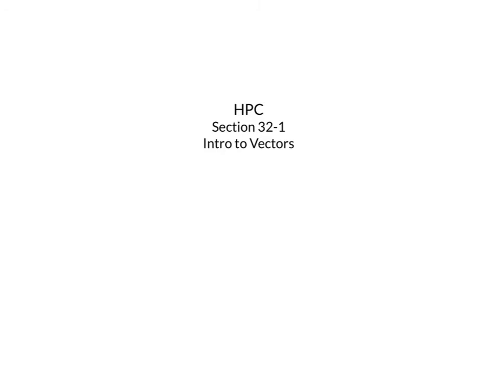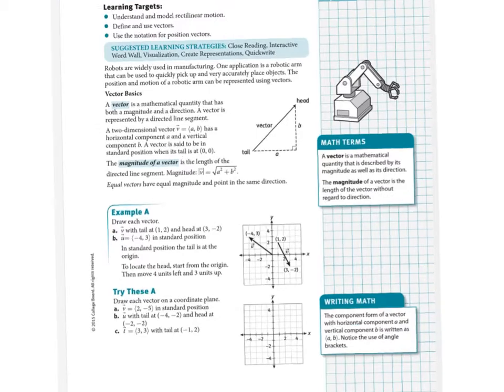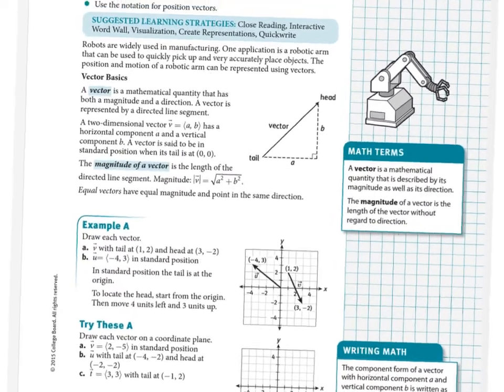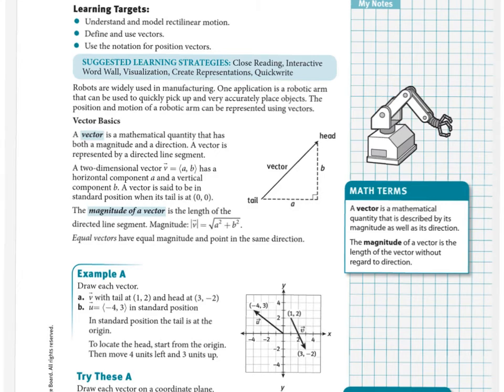Let's get started on some vectors. So you have the definition of a vector right there. The important part is that you know there are two things to a vector, the magnitude and the direction. We'll get into direction and the details of direction in the next couple lessons. Today we're just going to focus on kind of an overview, how to draw them, and really we're going to deal with mostly the magnitude.